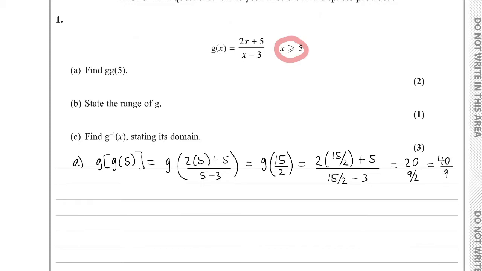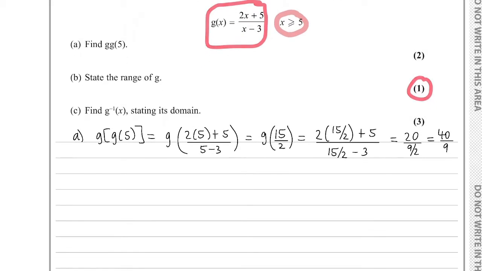We then need to state the range of g. It's only worth a mark, but there is some work to be done here in order to determine the range of g, and I actually will go through the process of sketching g of x. I will start by considering y is 2x plus 5 over x minus 3 without imposing the restriction on x being greater than or equal to 5.